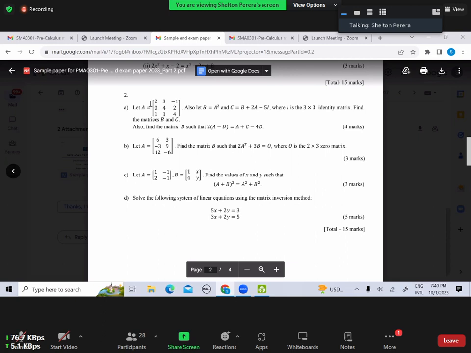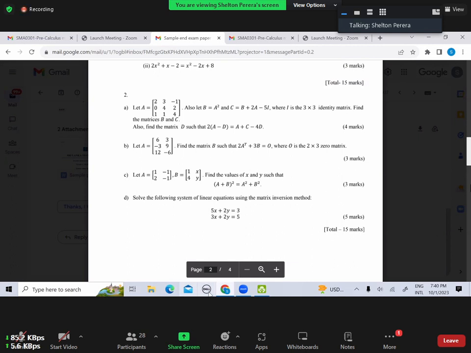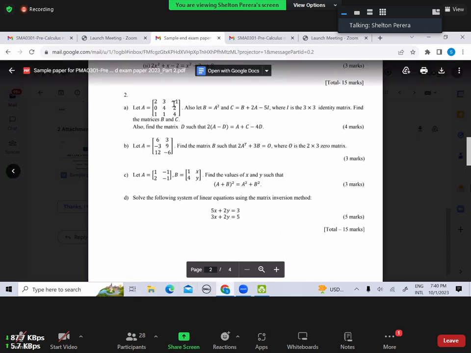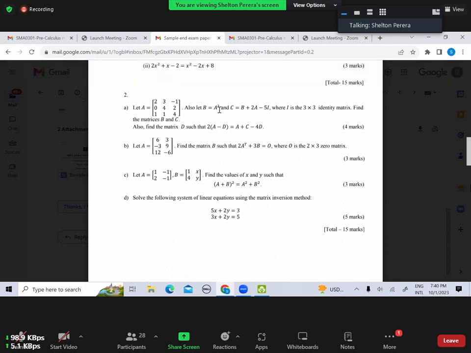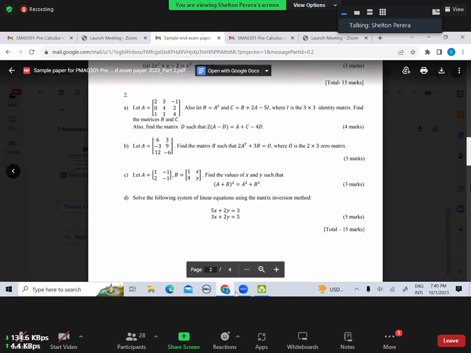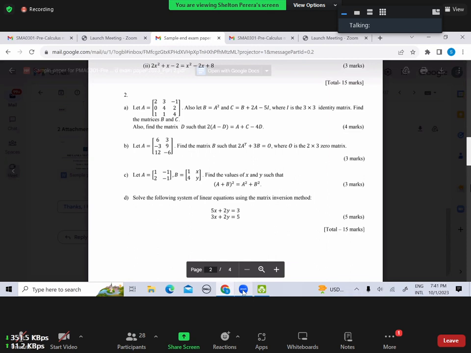Okay, so you all understand that part. I will come back to the question later again. But for this much you understand, right? The A is given. I have copied it. B equals A squared, and C is equal to B plus 2A minus 5I. We have to find A and B, and then also find a matrix D such that, maybe I'll show you after finishing the first 2 parts.